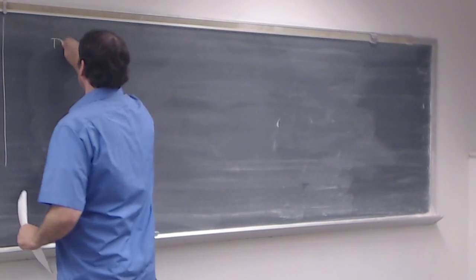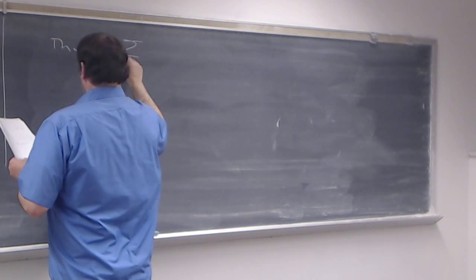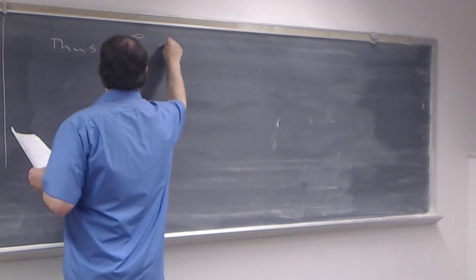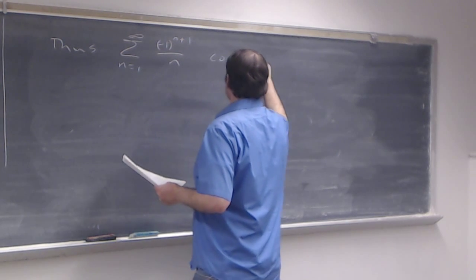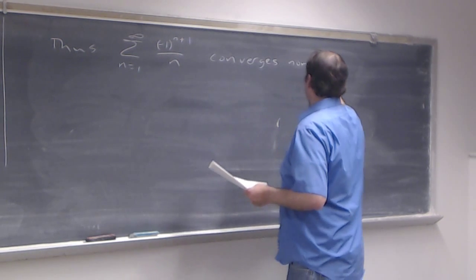Let me write that up. Because this series, n runs from 1 to infinity, (-1)^(n+1) over n, converges non-absolutely.